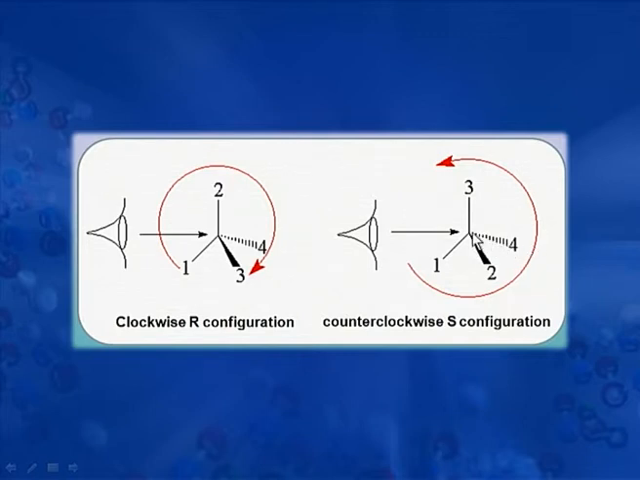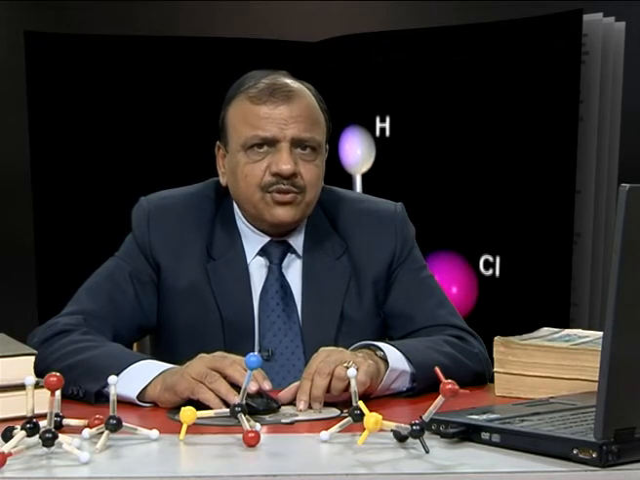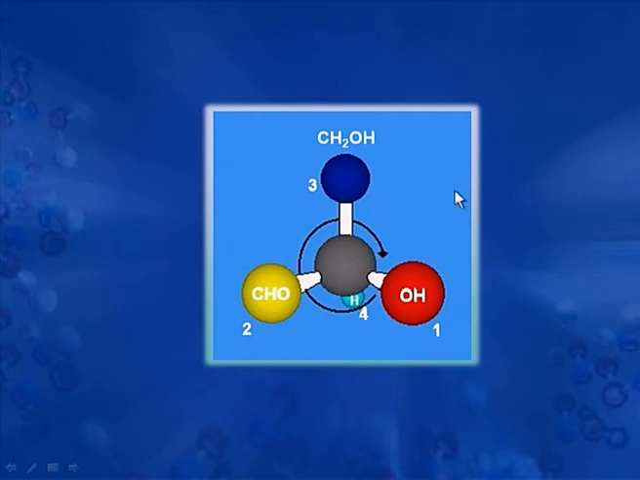Now our eyes have to move 1, 2, 3, that is in a counterclockwise direction. So such an arrangement will be given the S configuration. Let us understand it with the help of a model also. This is the representation of the model.